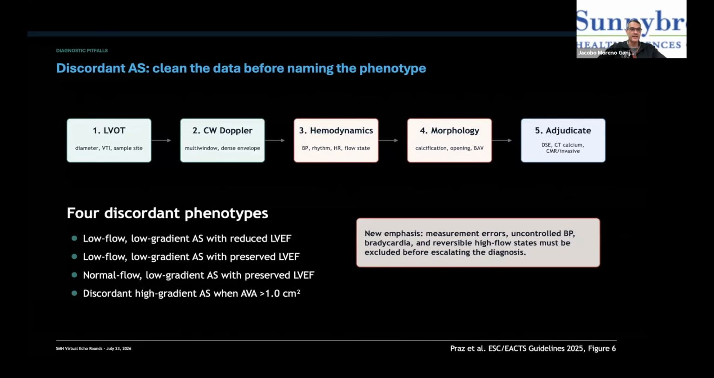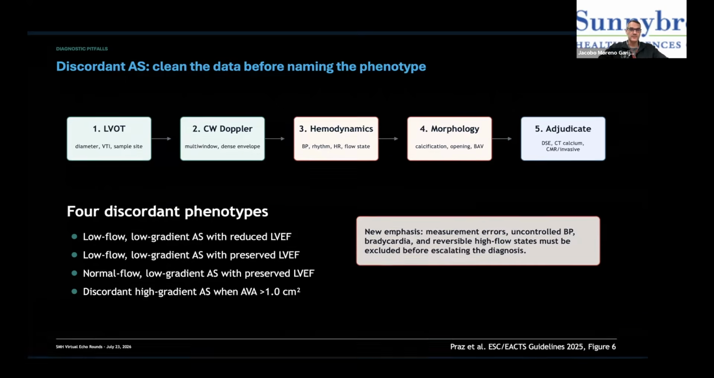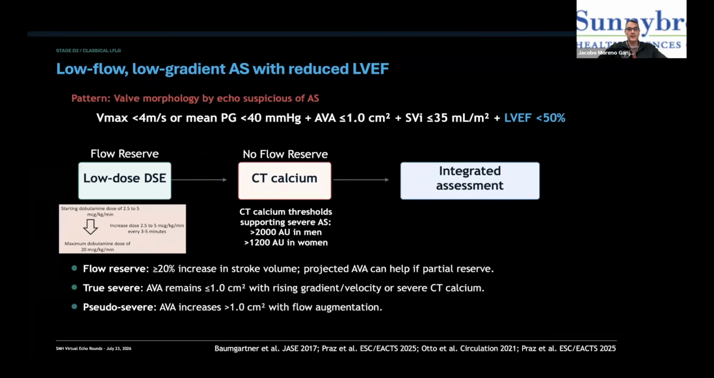So we are going to comment now on the discordance phenotypes, which are going to be low flow, low gradient with reduced and preserved LVEF, and normal flow, low gradient with preserved LVEF, and high gradient AS when the aortic valve area is more than 1 centimeter squared. So when you have a low flow, low gradient aortic stenosis with reduced ejection fraction, reduced is defined by the guidelines as less than 50%, and low flow is going to be defined as stroke volume indexed less than 35 milliliters per meter squared.